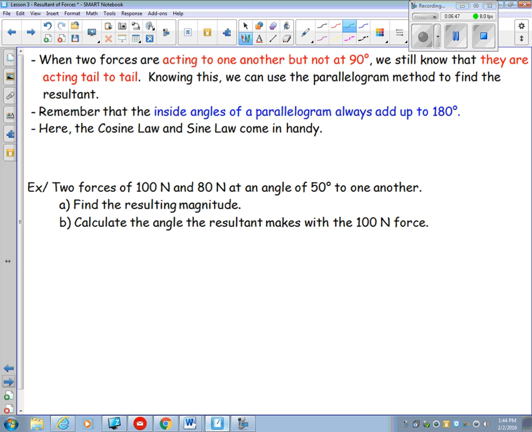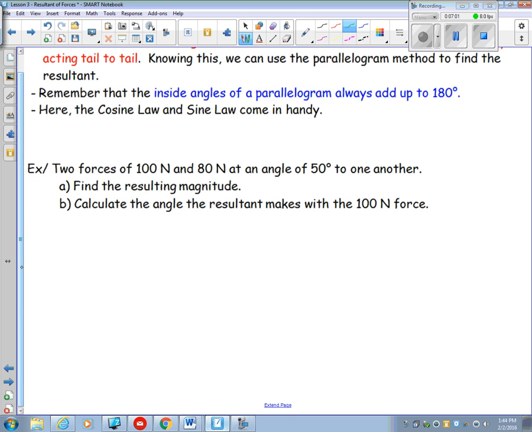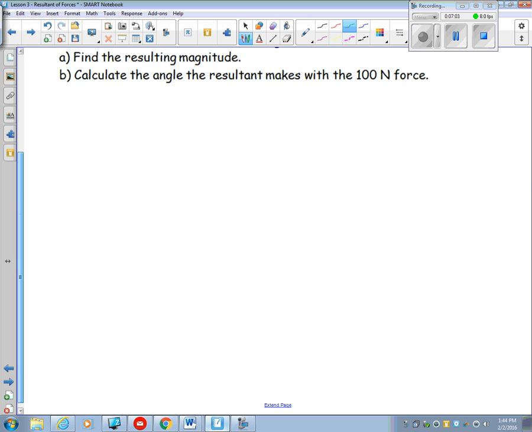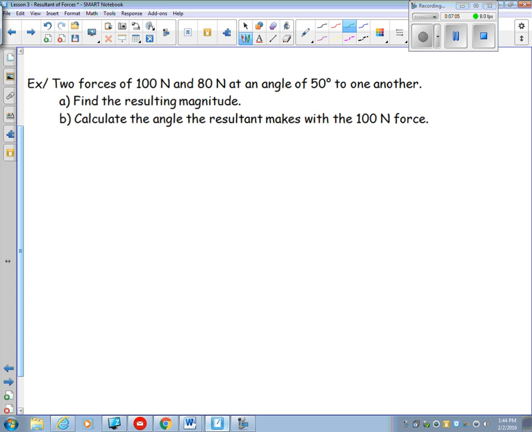So we can use our parallelogram method to solve something. And because they're not 90 degrees anymore, SOHCAHTOA and Pythagoras won't work. We're going to have to use the sine law and the cosine law to figure out our sides and our angles. I'll do the first one together here and show you how this works, and you can try the last one yourselves. Two forces of 100 newtons and 80 newtons acting at 50 degrees to each other.